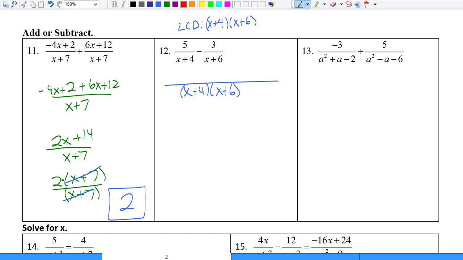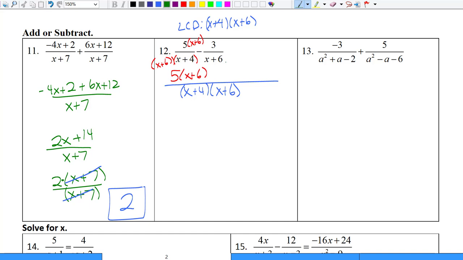Okay, so on the first fraction I have an x plus 4, but I need both an x plus 4 and an x plus 6. What factor am I missing? Well, I'm missing an x plus 6 factor. If you multiply it to the bottom, then you have to also multiply it to the top. Now, I highly recommend not distributing this right now, and I'll tell you why in a moment, okay?